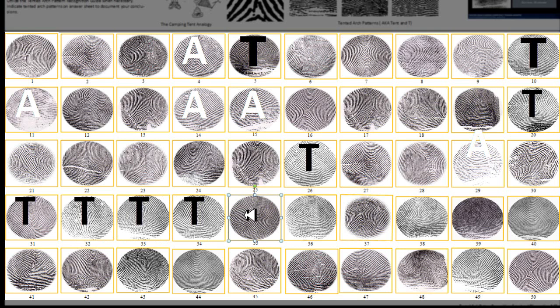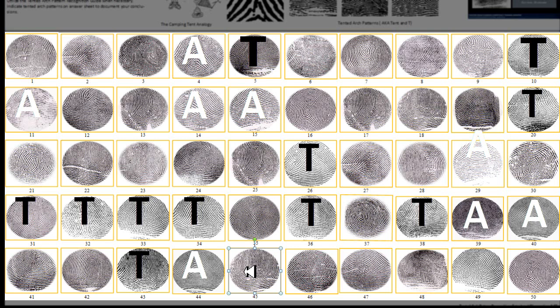35 is not a tented arch, nor is it a plain arch. 36, tented arch. 37, not a tented arch. 38 is a tented arch. 39 is a plain arch. 40 is a plain arch. 41, 42, not a tent nor a plain arch. 43 is a tent. 44 is an A.